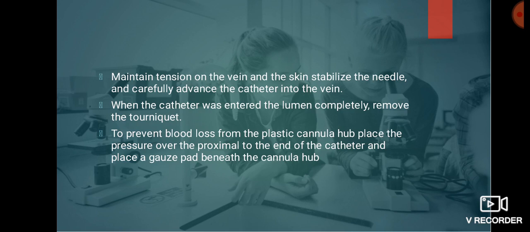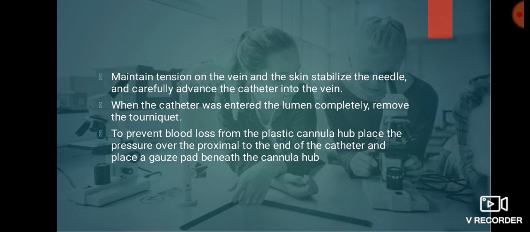While maintaining the tension on the vein and the skin, stabilize the needle and carefully insert the catheter into the vein. Once the catheter has entered the lumen, completely remove the tourniquet.